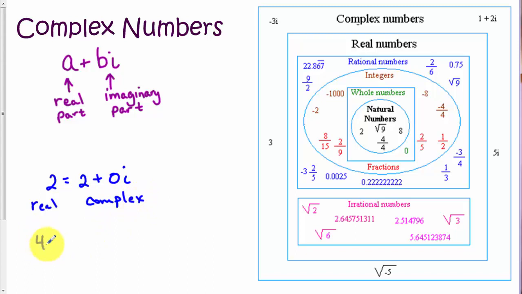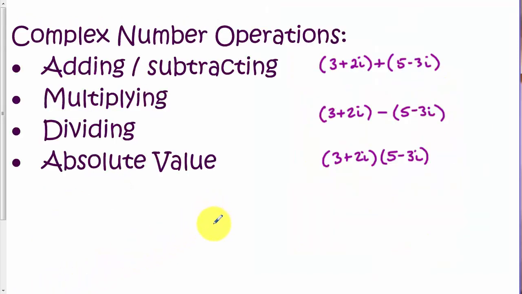Purely imaginary numbers, like we looked at a minute ago, 4i, could be written as a complex number as 0 plus 4i. So this definition of a complex number can encompass all the possible numbers, and we will be using this number system now as we solve quadratics. Now, when mathematicians create a number system, they have to define an entire set of operations, things like adding, subtracting, multiplying, dividing, taking absolute value. So we need to know how to perform these operations on complex numbers.